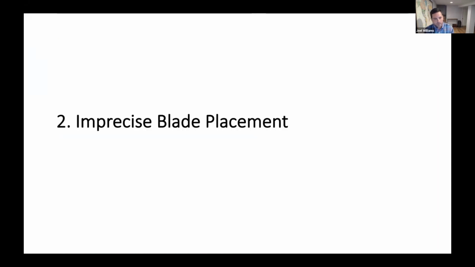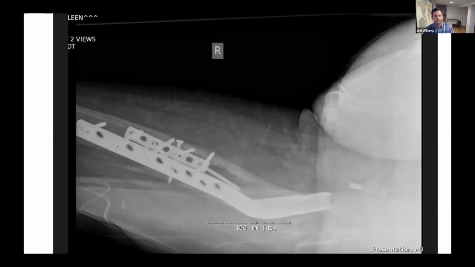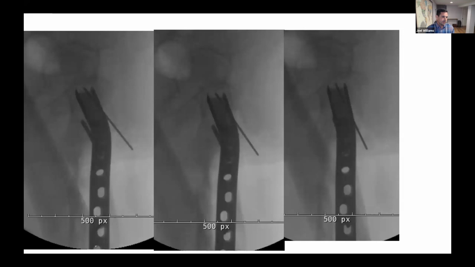The second one can happen with any implant, really, especially the blade plate, which has to be incredibly precisely placed. This is a subtroch non-union that I treated last year. Here's her post-op x-ray. AP I was happy with, and I kind of freaked out when I saw this lateral image. My first step was to immediately replay the fluoros, and I think these images make it look safe.